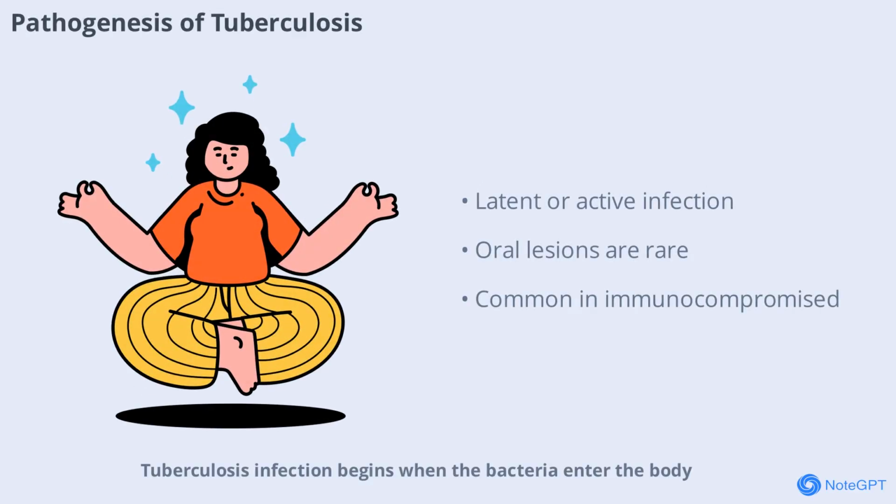Tuberculosis infection begins when the bacteria enter the body, usually via inhalation. The initial infection may remain latent, but if the host's immune system weakens, active disease can develop. The number of bacteria and the host's resistance determine whether disease occurs. Most cases involve the lungs, but the bacteria can spread to other organs, including the oral cavity. Oral TB typically presents as a chronic painless ulcer with irregular borders, often on the dorsal tongue or lips, especially in patients with HIV or chronic pulmonary TB.